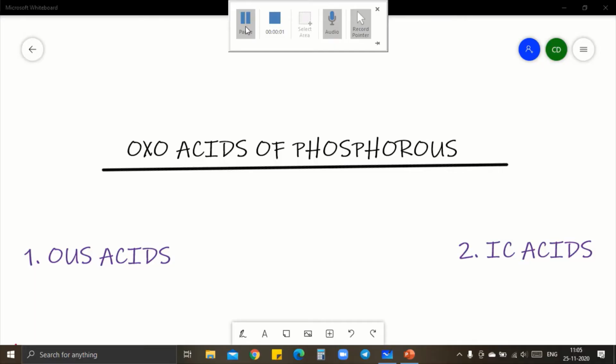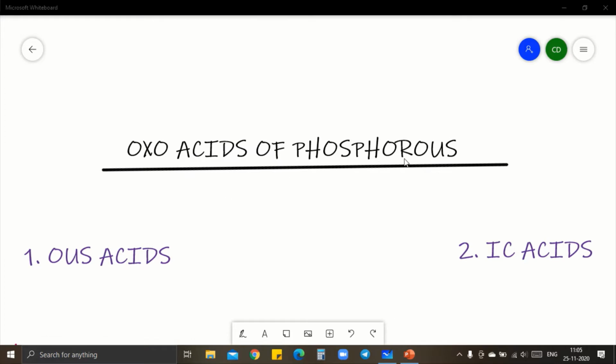Hello everyone, welcome back. Today I'm going to share some simple tricks about oxoacids of phosphorus. These are really very important and many people find it difficult to remember. Let's learn this simple trick to remember formulas and names. And I'm also going to share some conditions on how to draw these structures. So let's start.